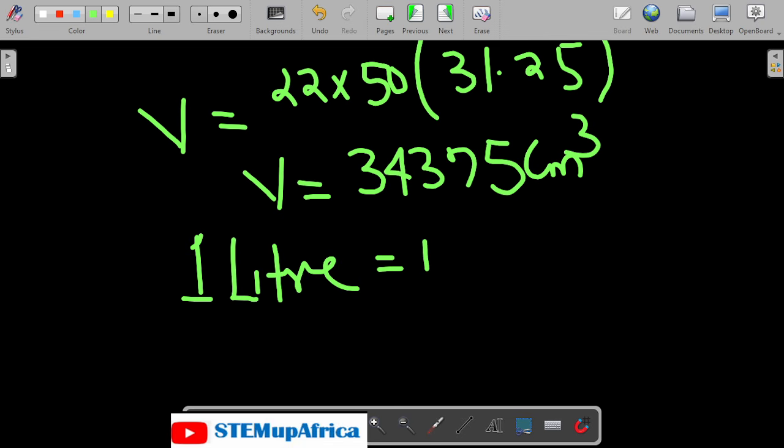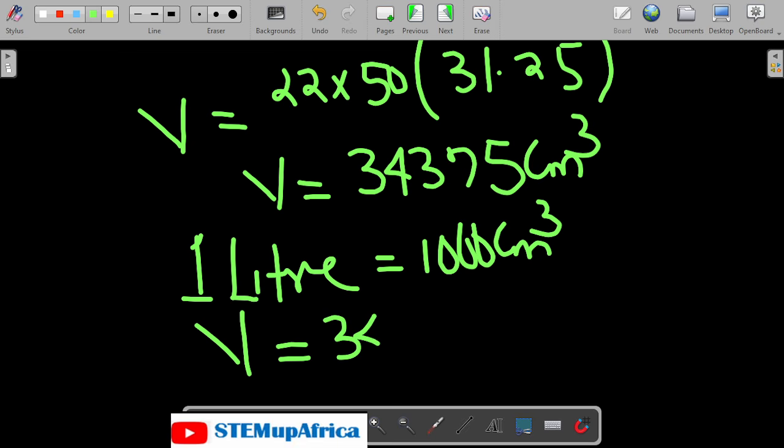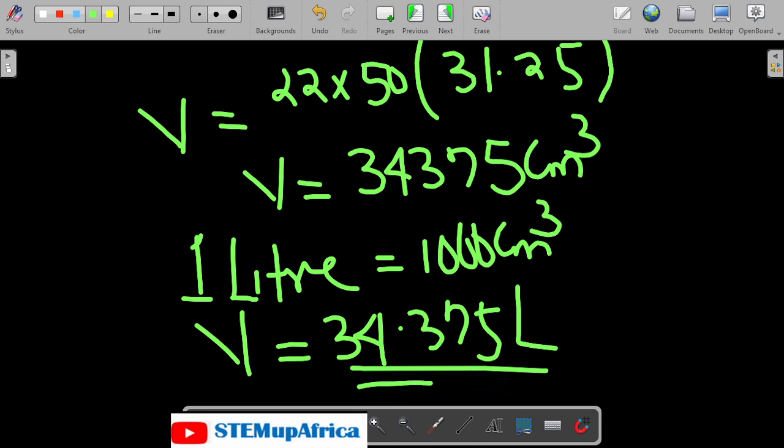But in liter, we will know that 1 liter is equal to 1000 cm cube. So the volume in liter now becomes, I'll divide that value by 1000. I'm going to have 34.375 liter.